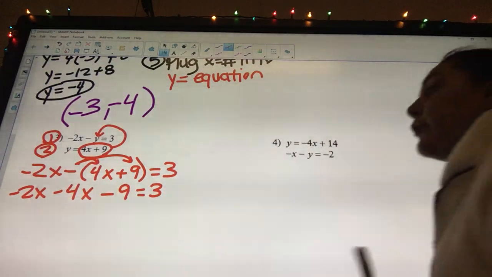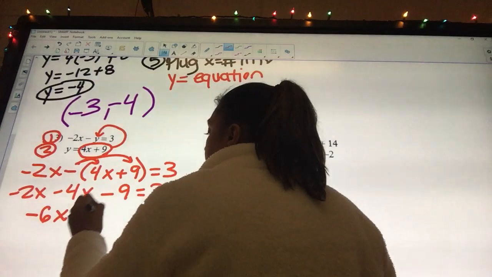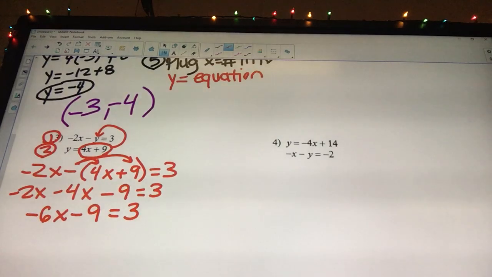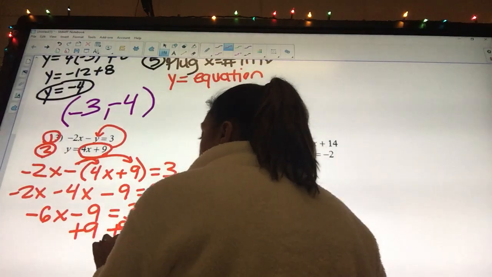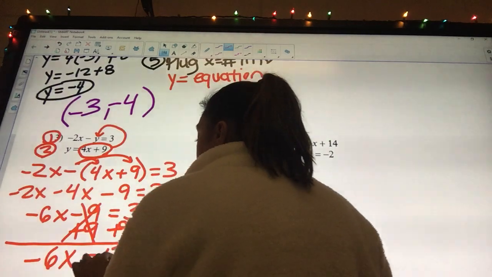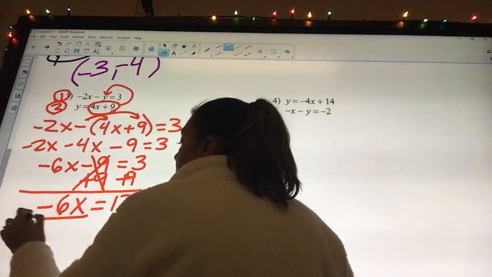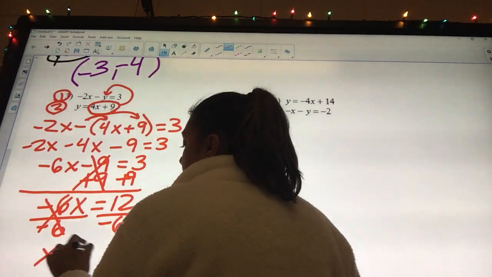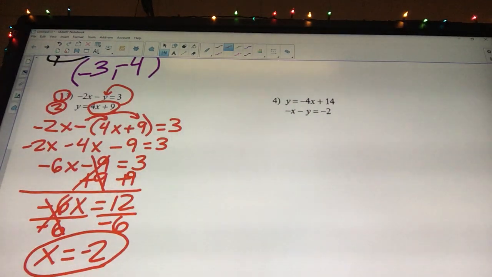Okay, I can combine like terms. So I've got a -2 and a -4, which gives me -6x minus 9 equals 3. We're going to add 9 to both sides. So I've got -6x equals 12. And then I'm going to divide by -6. Divide by -6. So x equals -2. Okay, so we've solved for x.